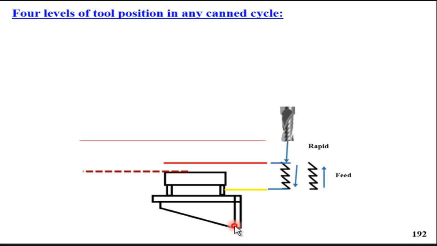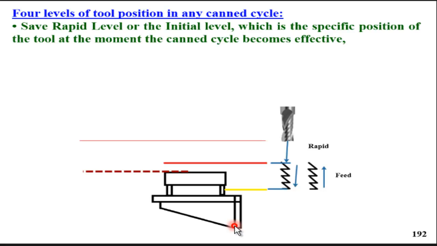What about these levels? The first level, we call it the safe rapid level. This is the one. It implies the meaning of safe rapid level. Safe means when the tool moves in that level, it will be safe. There will not be any obstacles, any clamps or fixtures or anything which interferes with the movement of the tool. So this is the rapid level.